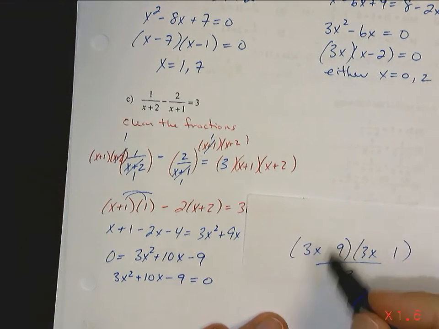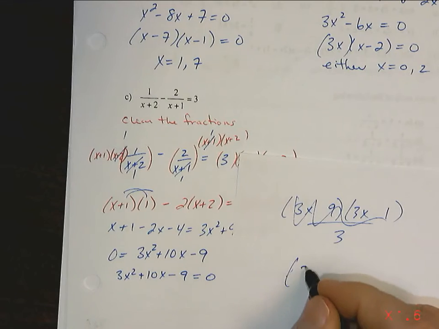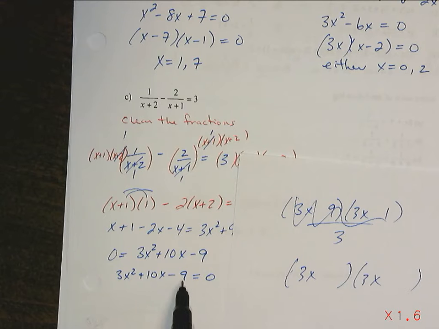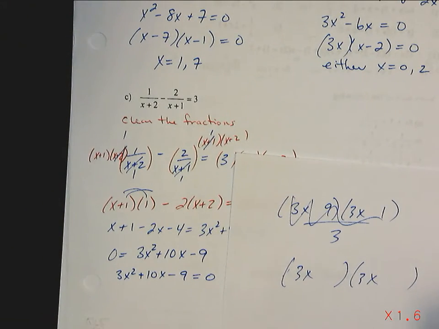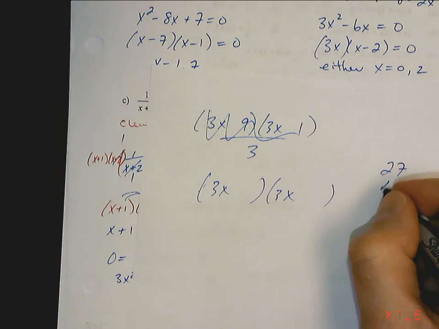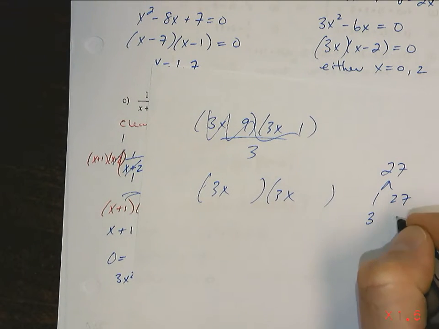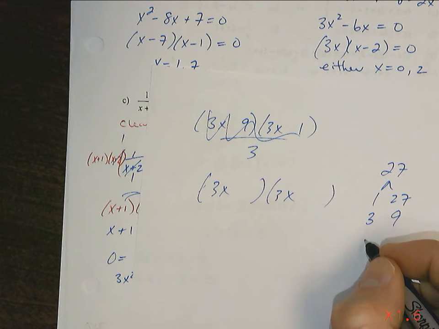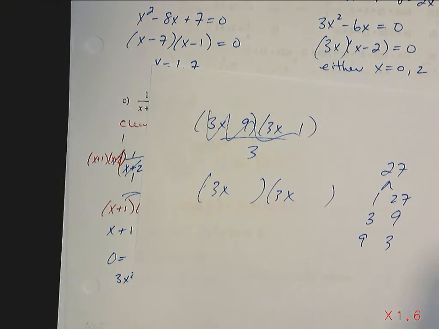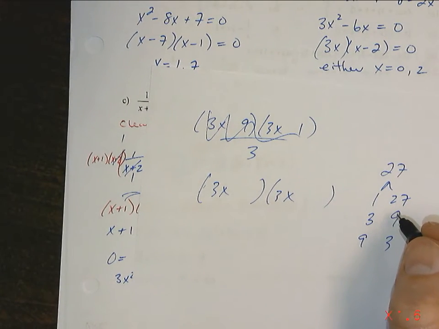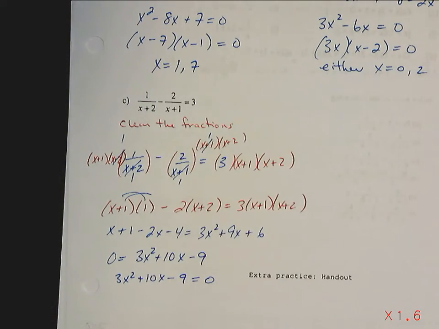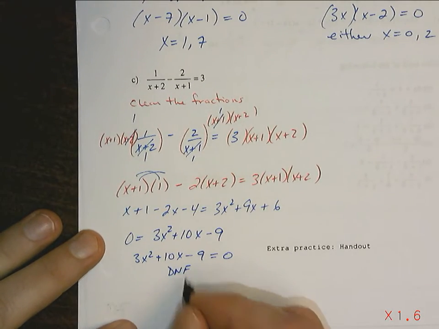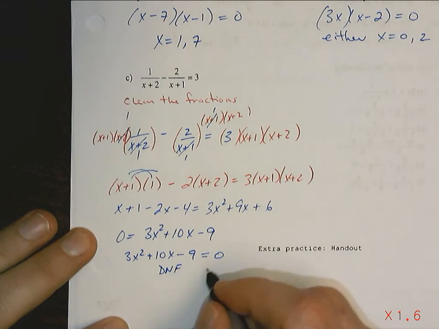I'm wrong. Going too fast. 3x, 3x. I need a number that's going to multiply to give me 27 and add to give me 10. So 27 is going to be 1 and 27. 2 doesn't go evenly. 3 goes 9 times. And then it's going to go back to 9 and 3. So guess what? None of those will go together to give me a factor. So this can't be done by factoring. It does not factor, so I must use the quadratic formula.